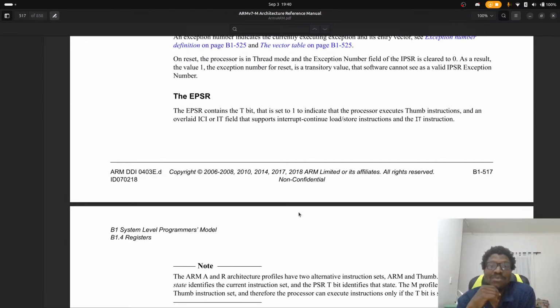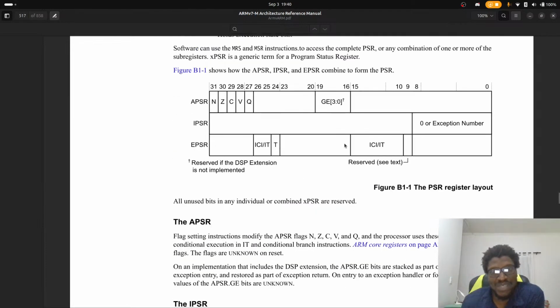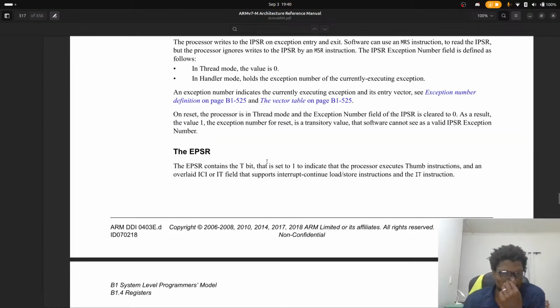EPSR contains a T bit. Well, that is set. Let's look at how that thing is set. So this is the EPSR register, I think: EPSR, IPSR, APSR, and the bit they're talking about is the T bit, this one. Reserved if the DSP extension is not implemented. I want to know which one that is. So this one, GE. Okay, cool. But we'll get to that one when we do the DSP.